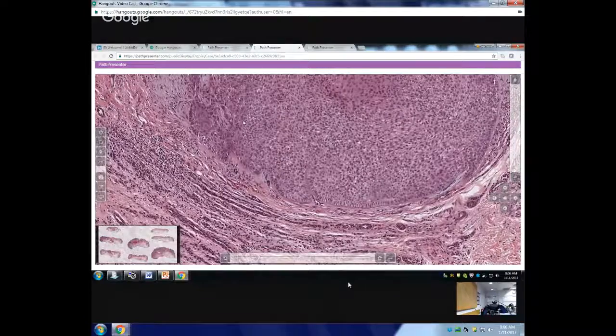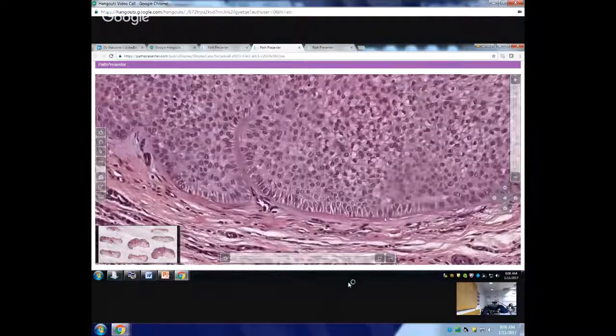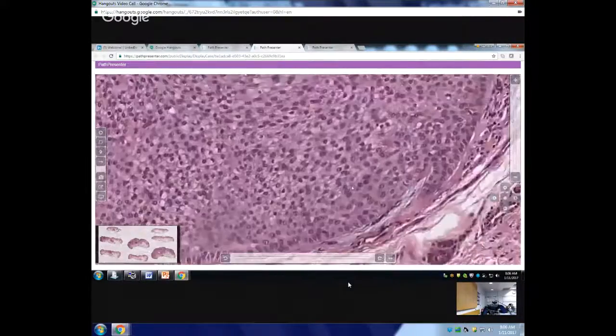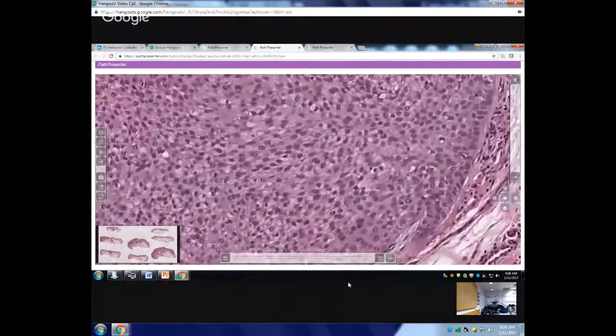So what are the features of a tricholemmoma? Tricholemmoma is composed of these basaloid cells with clear cytoplasm, has the peripheral palisading, and another very striking feature is this thickened basement membrane that you see around the palisade. So instead of a clefting, what are you going to see? You're going to see this thickened basement membrane, which is like a pink hyalinized membrane that you see all around the hyalinization.